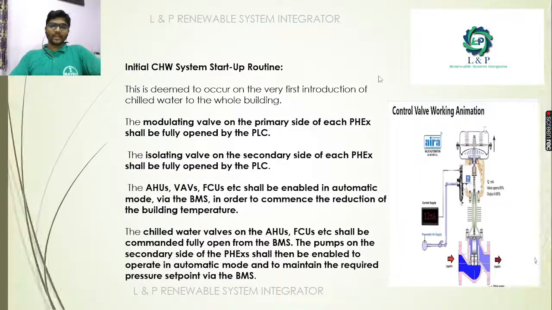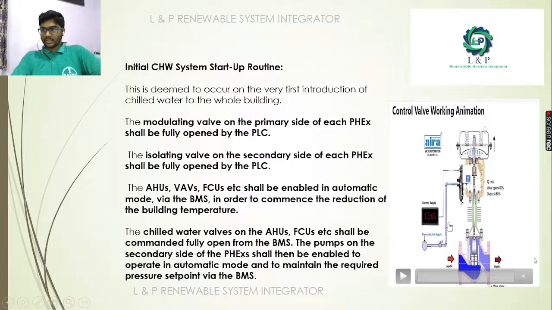So now see here how the chilled water startup routine is working. The modulating valves on the primary side of each heat exchanger will be fully opened by the PLC, and also the isolating valves on the secondary side of the heat exchangers will be opened by the PLC. Once we get the demand signal from the AHUs, VAVs and the FCUs, immediately the automatic mode will get enabled. Most importantly, without opening the valves, we should not run the pumps. That is an important interlock we need to maintain. And also pumps will run based on the pressure set point values.